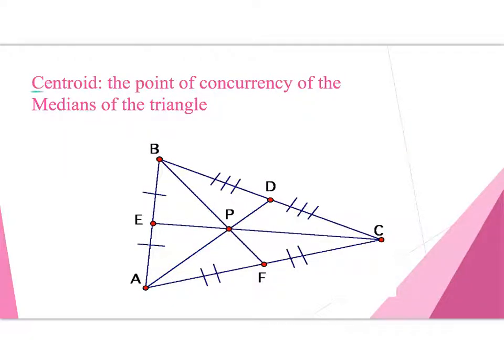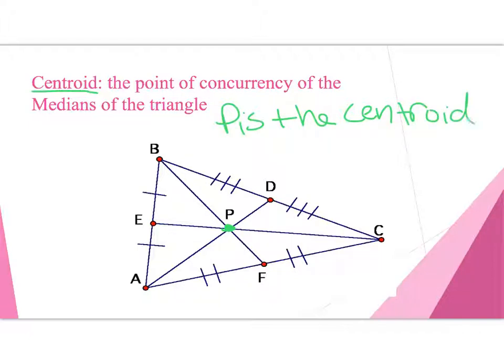So then the centroid is the point of concurrency of the medians of the triangle. So P is the centroid of triangle BCA.